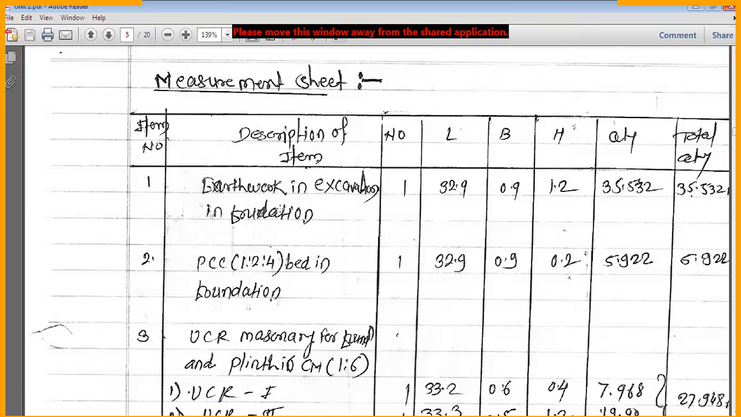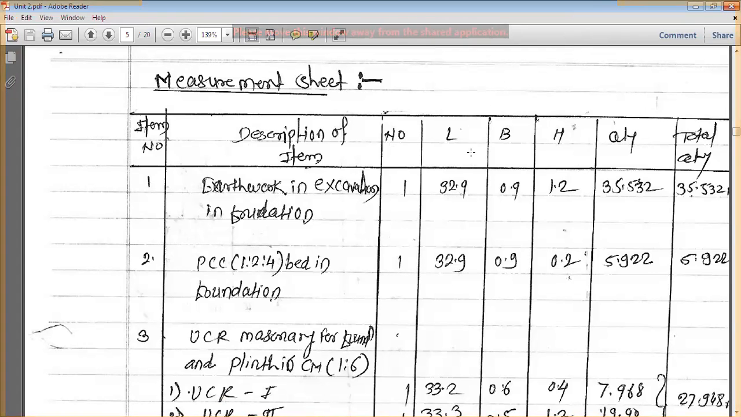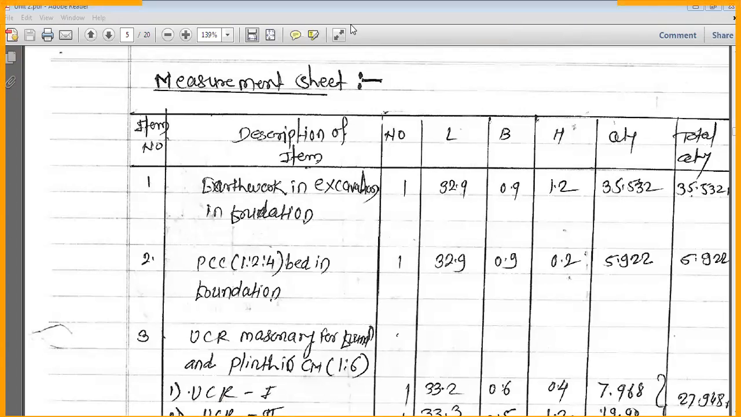So the measurement sheet, the earthwork they have asked to determine. Everyone can see the problem which we have there. Measurement sheet, is it visible to everyone, my measurement sheet?